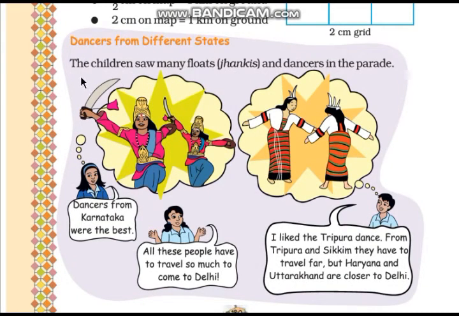Now proceeding further, the new topic is dancers from different states. The children saw many floats, jhankies and dancers in the parade. Dancers from Karnataka were the best. All these people have to travel so much to come to Delhi. I like the Tripura dance. From Tripura and Sikkim, they have to travel far. But Haryana and Uttarakhand are closer to Delhi. So these children are thinking and they are giving their opinion.